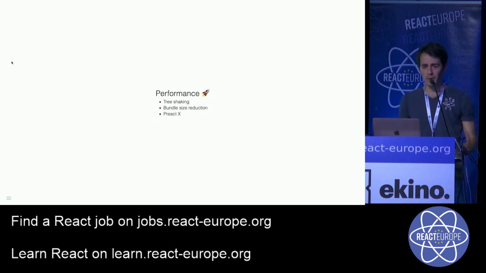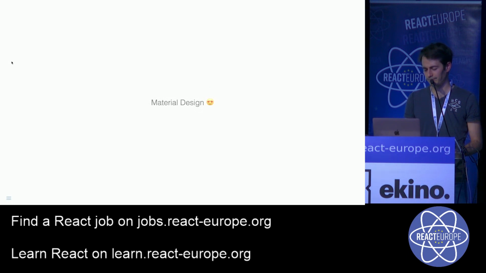Performance. So people are always asking, should I use this library? What's the impact on my bundle? Will I have to handle poor performance? So for us, it's very key. And so we've built tree shaking native support. We've done a 15% bundle size reduction effort, which is remarkable considering all the features we added. And we now have an experimental support for Preact.